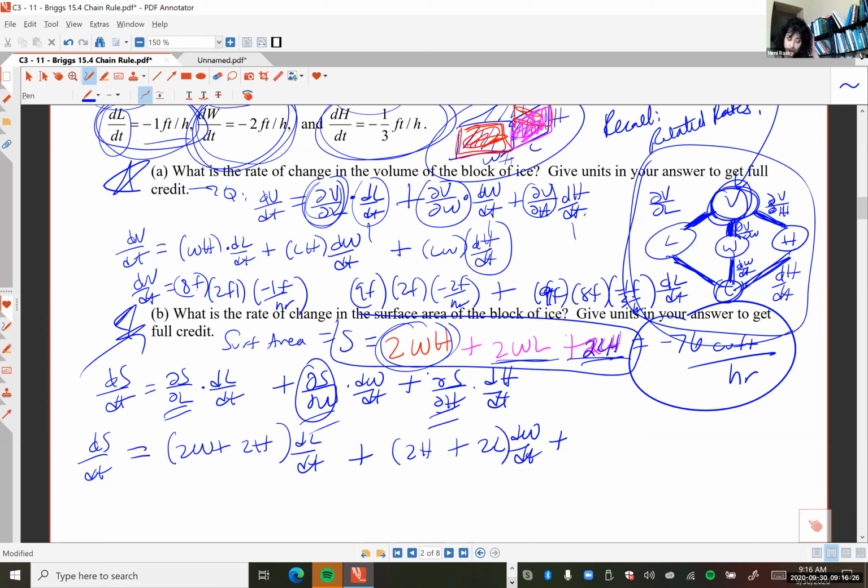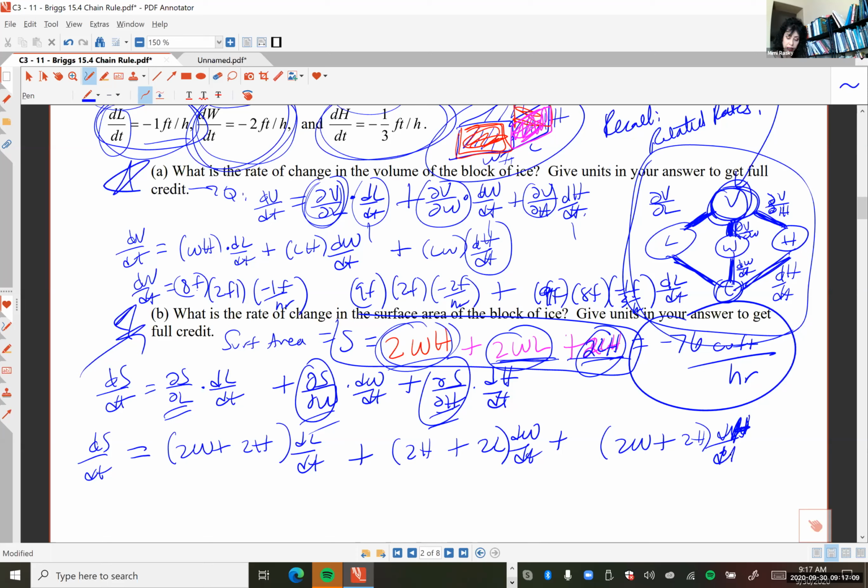Okay, now this last partial, you're going to hold W and L constant. So the first term's derivative, the derivative of 2WH with respect to H, is 2W, plus the derivative of 2WL with respect to H is what? Okay, let's just look at this middle term. What is the derivative of 2WL with respect to H? 0. Thank you. And so then the last guy is going to give us 2L, and then you'll have dH/dt. Okay, and now it's just time to plug stuff in.